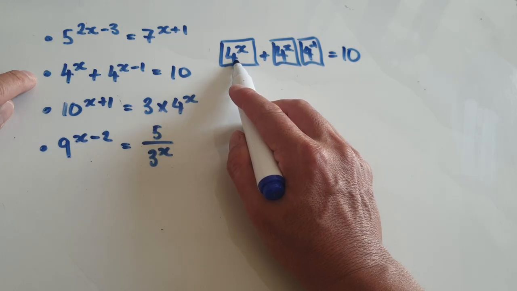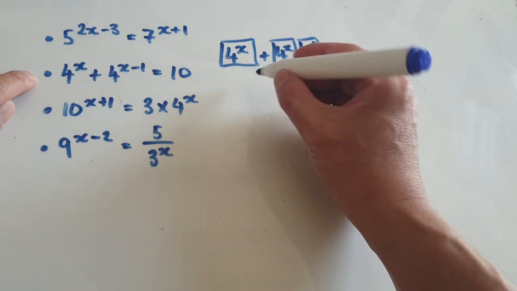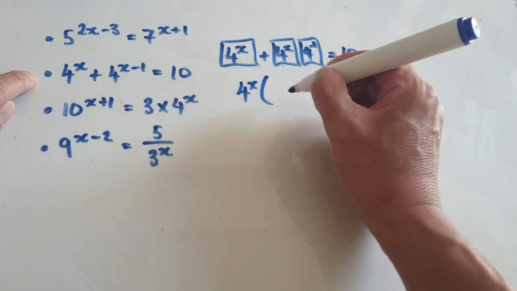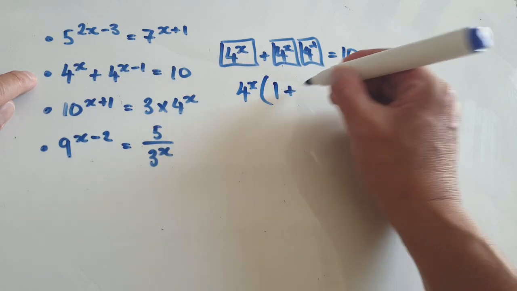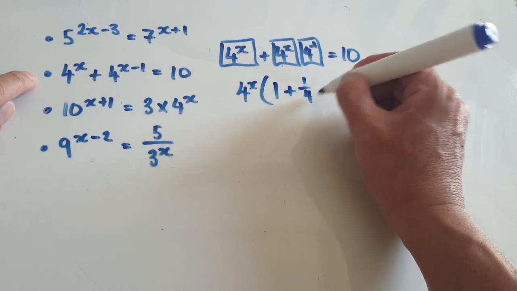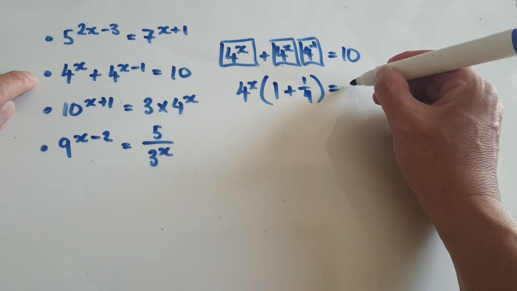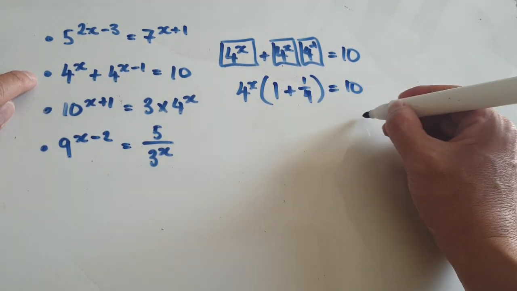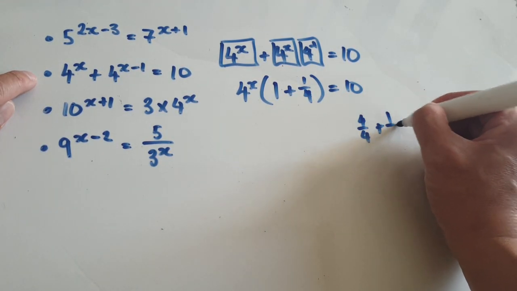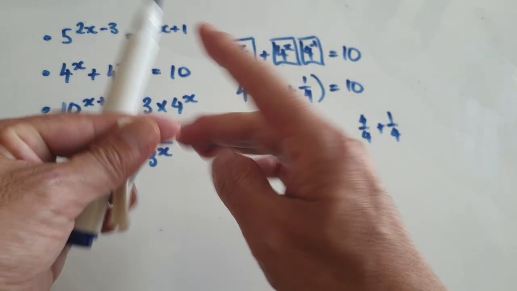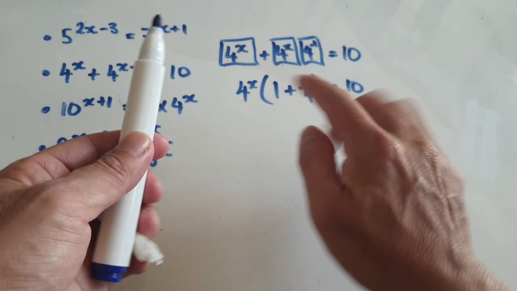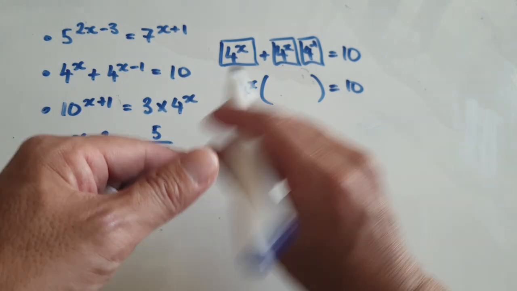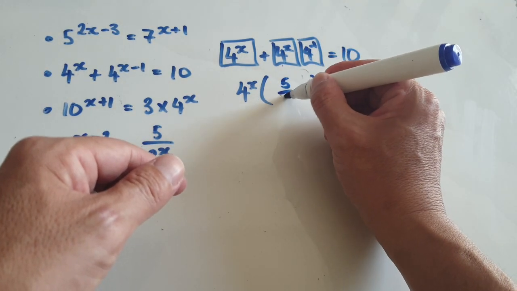4 to the power of x is in common. Factorize out 4 to the power of x, so that will be 1 plus, let's change this to a quarter, equals 10. So let's merge these two together. That would be 4 over 4 plus 1 over 4 equals 5 over 4.